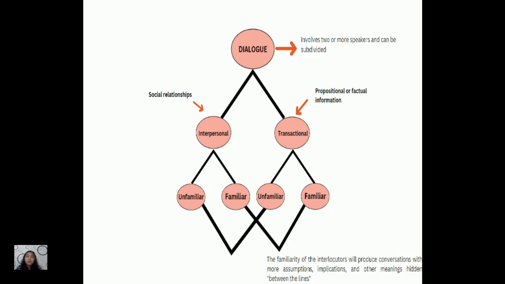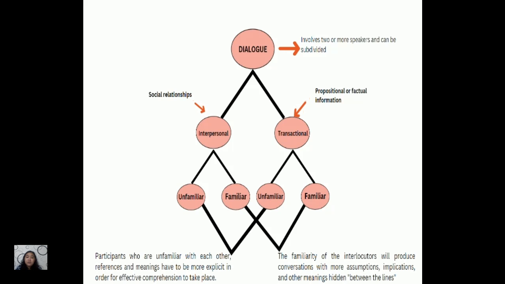On the conversation between the participants who are unfamiliar with each other, reference and meanings have to be made more explicit in order for effective comprehension to take place. Meaning to say, for example, in a classroom setup, students are not familiar with the discussion, so the teacher must elaborate, be explicit, and discuss thoroughly the lesson for the students to catch up the topic well.